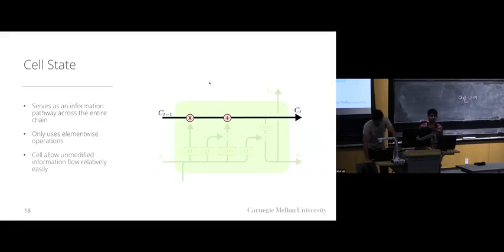So one of the key innovations of the LSTM is the fact that it uses a cell state in addition to the hidden state. And the cell serves as an information pathway that crosses the entire chain. And how it's unique is that it only uses element-wise operations. And this allows you to flow information without making drastic changes. Whereas in an RNN, you multiply by weight matrices and apply activation functions, which causes your hidden state to vary drastically across time. But in this case, it flows without major modifications.